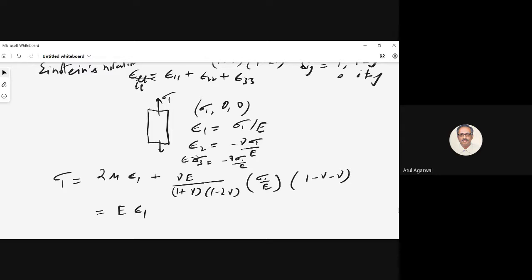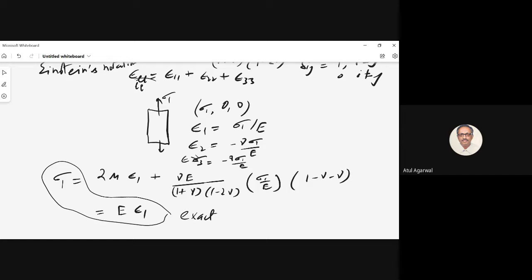Or you will get sigma 1 is equal to sigma 1. Okay. So you will find that this expression is exact. When is it exact? Any idea, Kevalish? Can you explain?